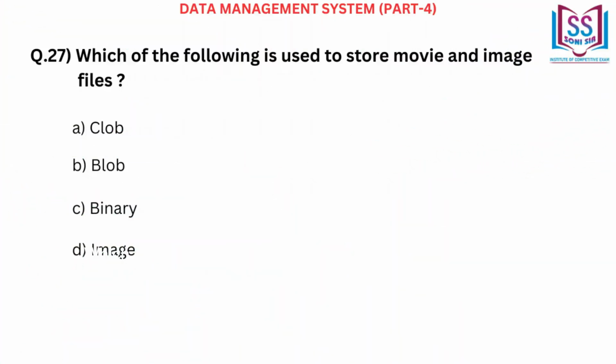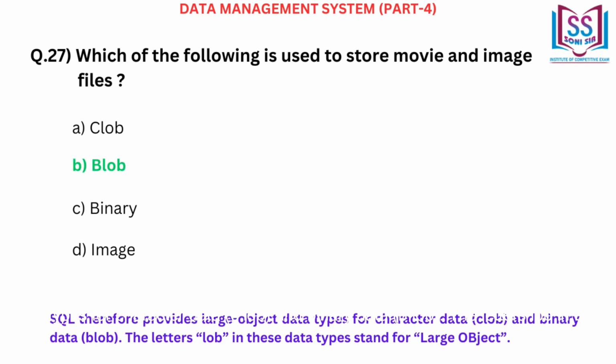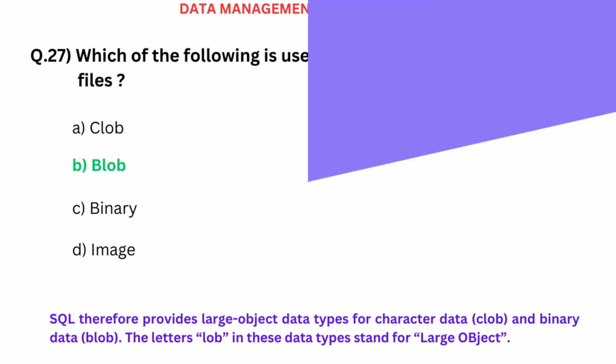Which of the following is used to store movie and image files? A. CLOB, B. BLOB, C. Binary, D. Image. Correct answer B. BLOB. SQL therefore provides large object data types for character data, CLOB, and binary data, BLOB. The letters LOB in these data types stand for large object.